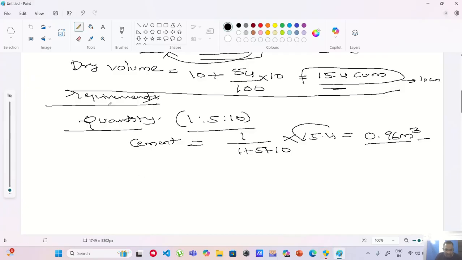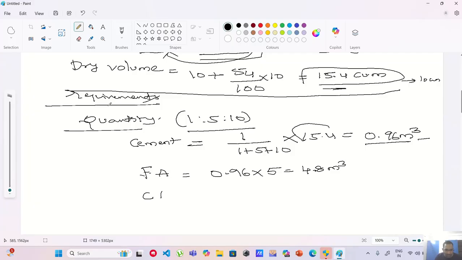After cement, it is very easy to calculate fine aggregate and coarse aggregate. Why? Because the product of 5 with 0.96 gives the fine aggregate, and 10 with 0.96 the coarse aggregate. So fine aggregate is 0.96 times 5, which equals 4.8 cubic meter.